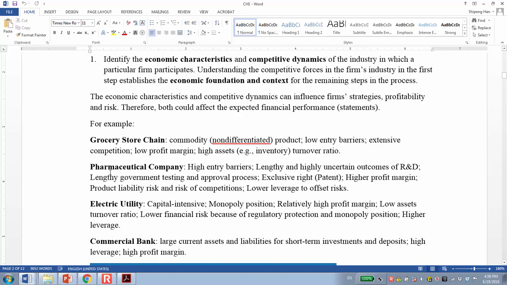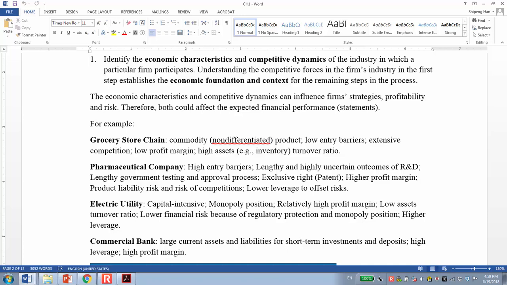Another example is the pharmaceutical companies. It is totally different from the grocery store chain. The entry barrier is very high, either because of the large initial capital requirements, and also because this industry needs human resources, scientists, and these intangible assets to start the business.